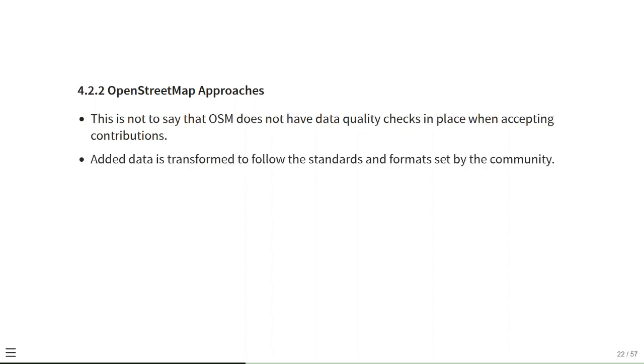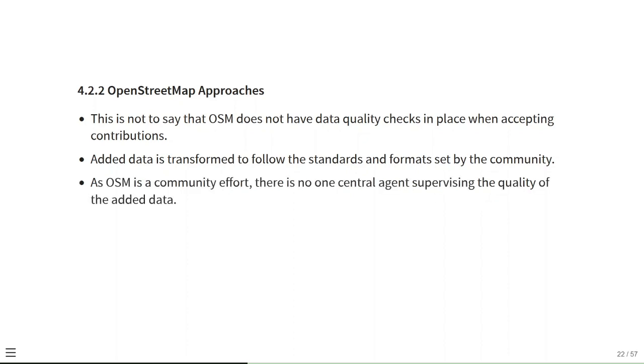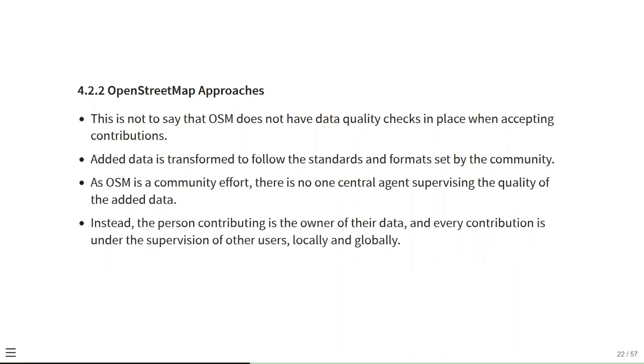Now, this is not to say that OpenStreetMap does not have data quality checks in place when accepting contributions. Added data is transformed to follow the standards and formats set by the community. As OpenStreetMap is a community effort, there is no one central agent supervising the quality of the added data. Instead, the person contributing is the owner of their data, and every contribution is under the supervision of other users locally and globally. And in the case of OpenStreetMap, this strategy has proven successful.